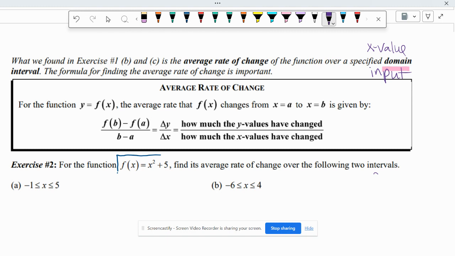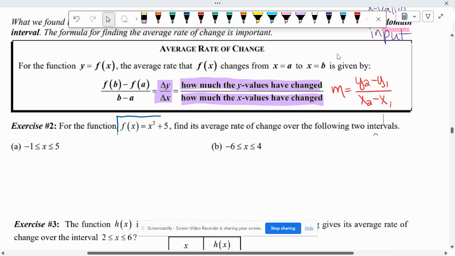Okay. So for the function, to calculate the average rate of change, here's what you're going to do. This says, remember the change in Y over the change in X, which is how much the Y values have changed over how much the X's have changed. That's what we've been doing. It's just calculating slope, right? Y2 minus Y1 over X2 minus X1. The only difference is they're telling us what X values to use. That's the only difference, okay?